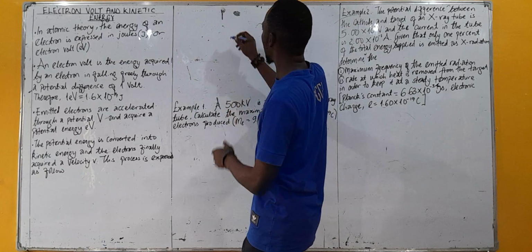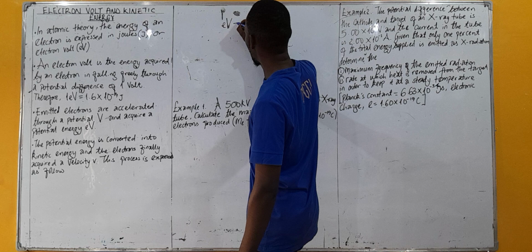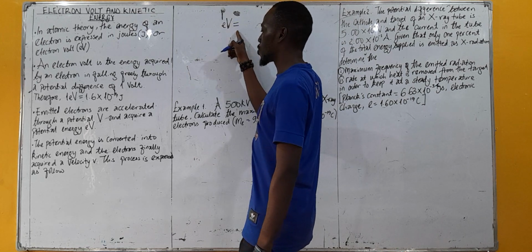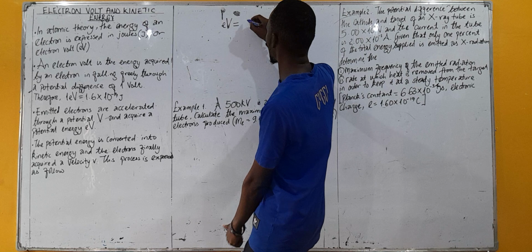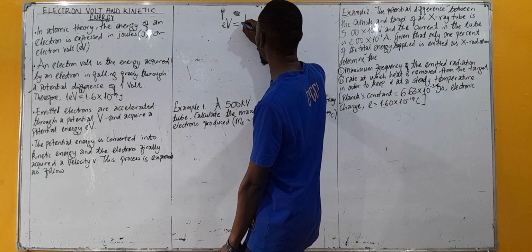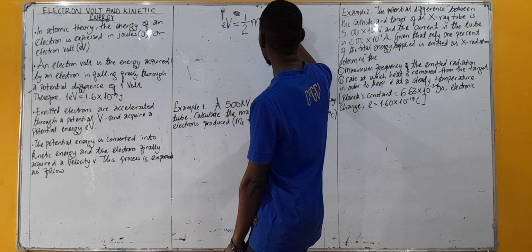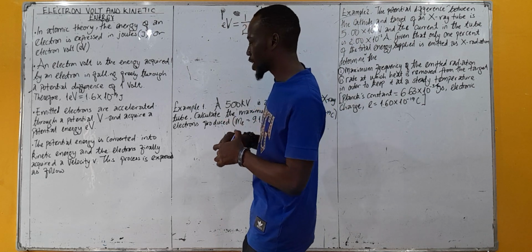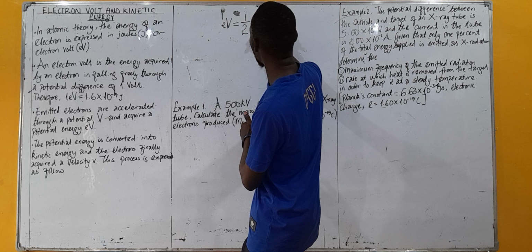It will be eV. This is the electron volts, this is the potential energy. It's converted to kinetic energy. So let's write that of kinetic energy. We know that it's half mv squared. But right now we are talking about an electron, so we'll be using the mass of an electron.